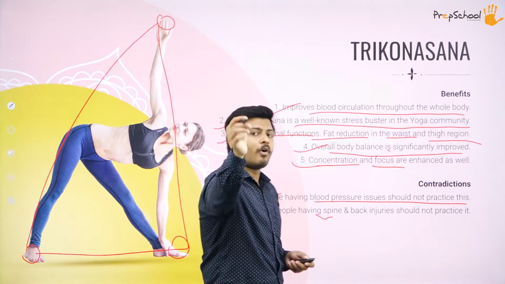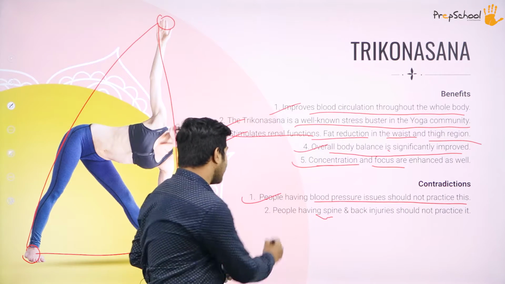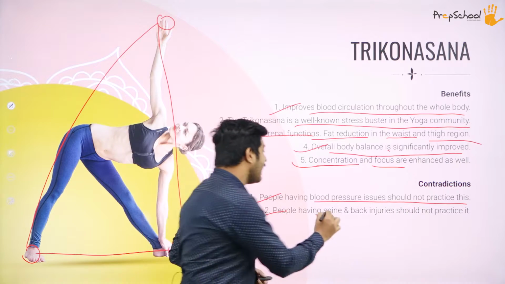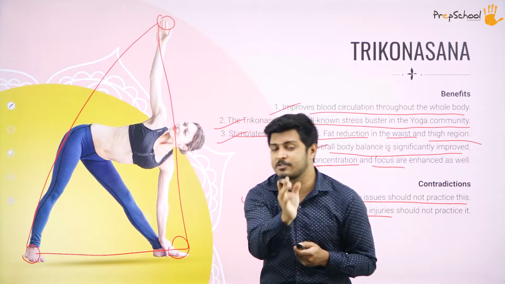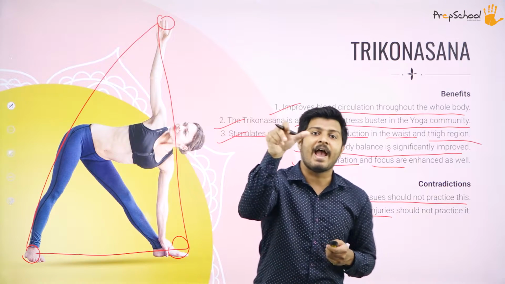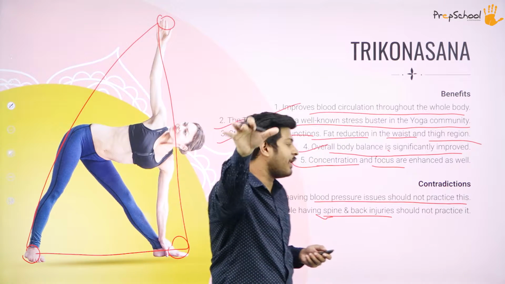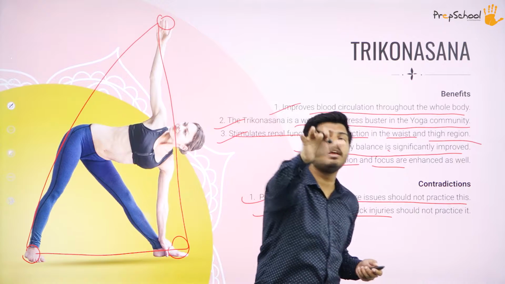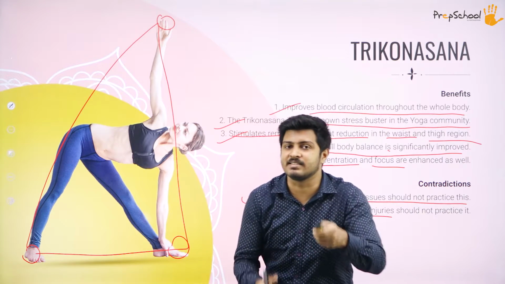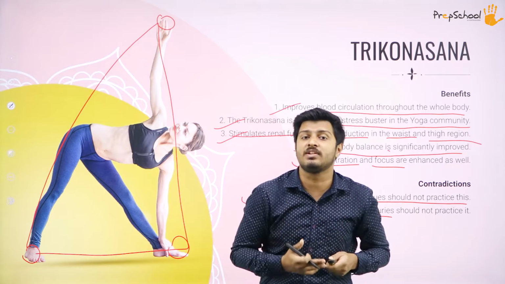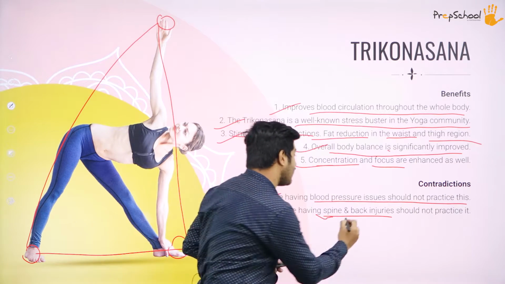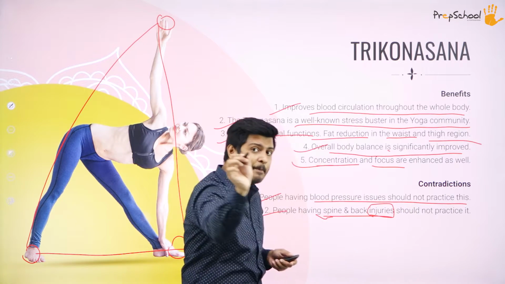Okay, now what is the second contradiction of Trikonasana? People having spine and back injuries should not practice this. If you have a spine or back injury, you are not supposed to practice this. They have particularly mentioned injury, they have not mentioned the word pain.